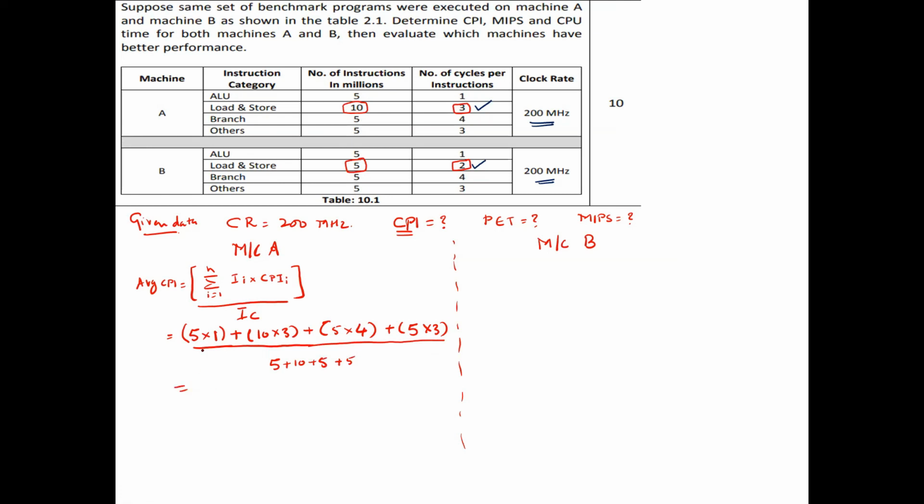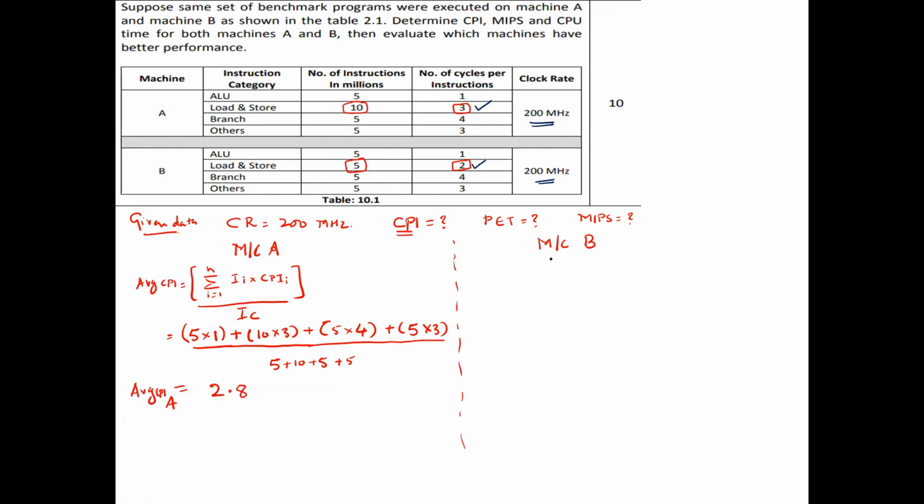Can anybody help me to get the value? 2.8, sir. Upper will be 70 and the below will be 25. So 2.8, sir. Let me check. 2.8. Okay. So I will write it as average CPI for machine A is 2.8.